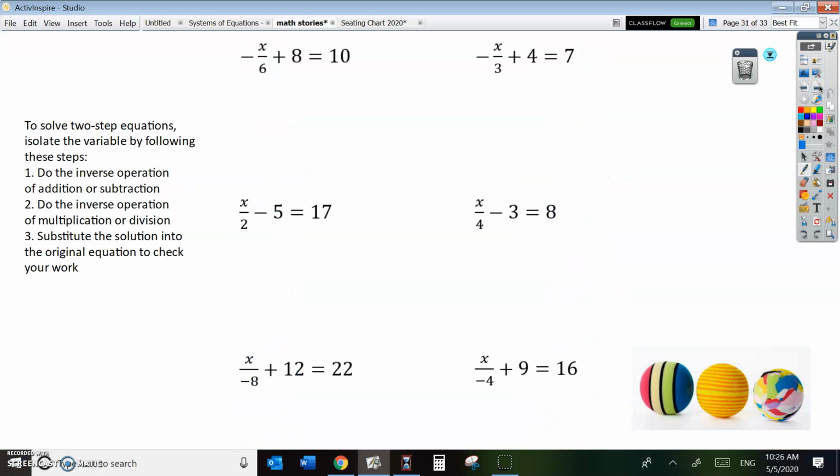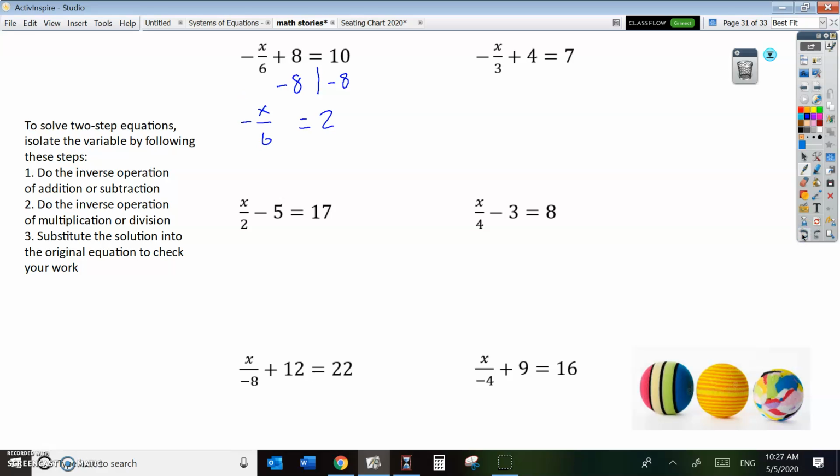Here are your next problems. We need to undo addition or subtraction first by doing the inverse operation. Means you subtract 8 on both sides. Negative x over 6 equals 2. This is division right here. It's x divided by 6.